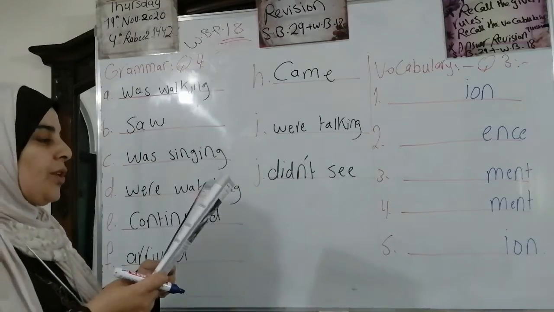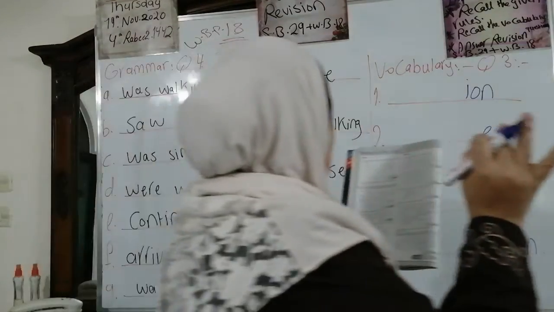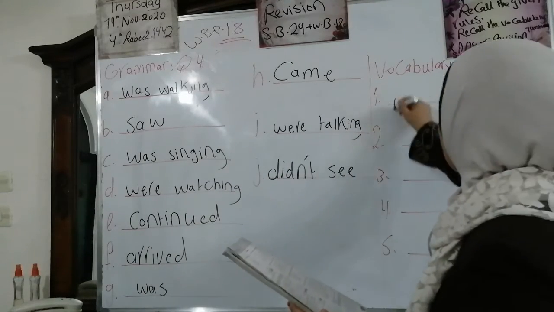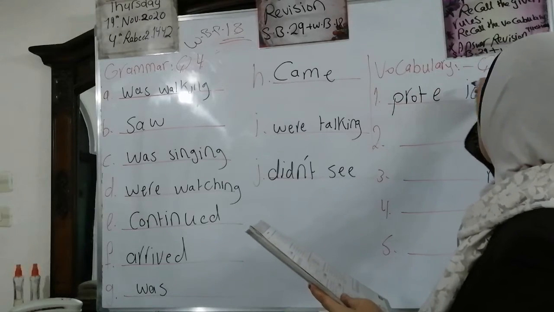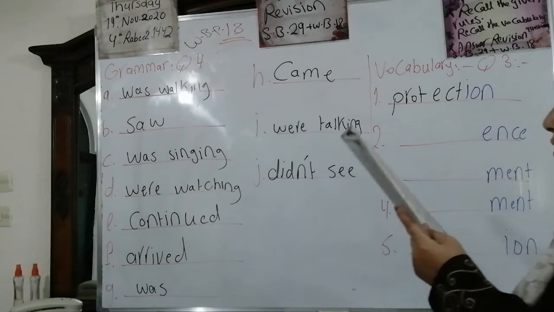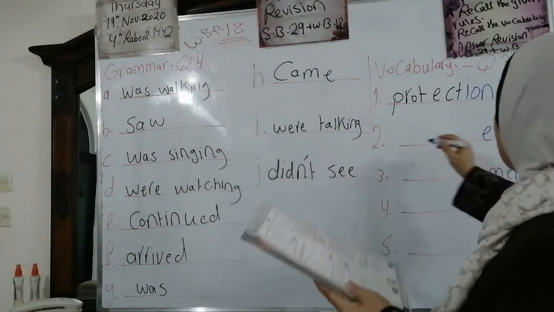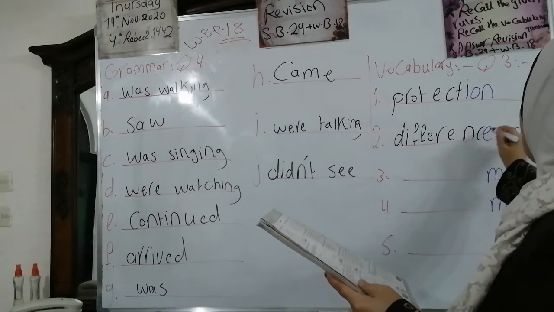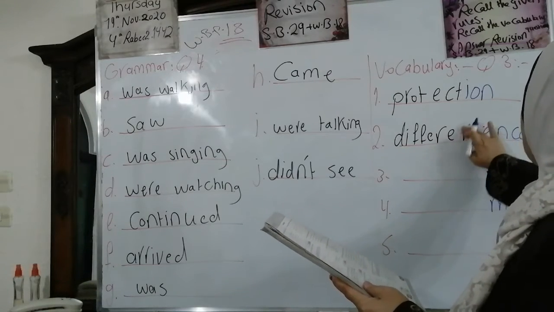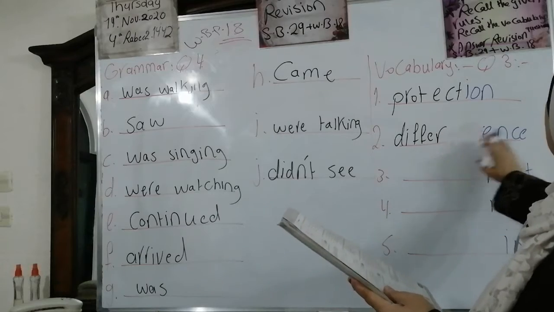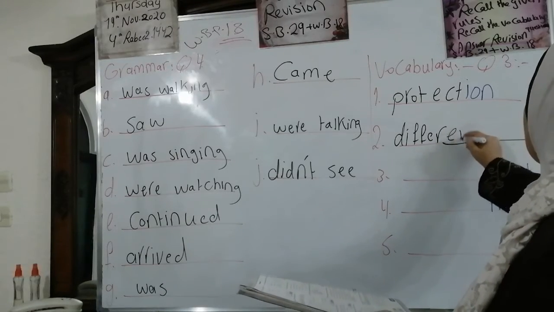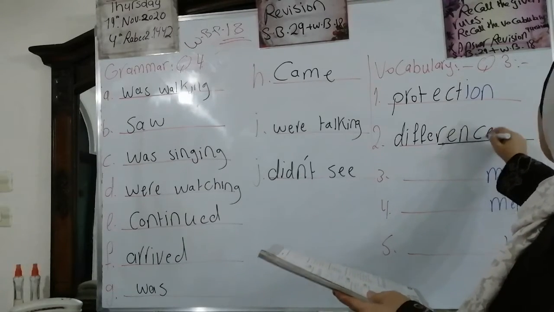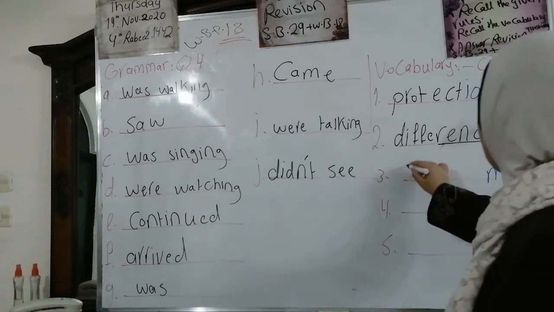Let's move to the vocabulary question number 3. Match the words with the suffixes to make nouns. Now, number 1, protect, it will be protection. Okay, protection. Number 2, different, it will be difference. Okay, this is the difference. Difference. Okay. Number 3, improvement.